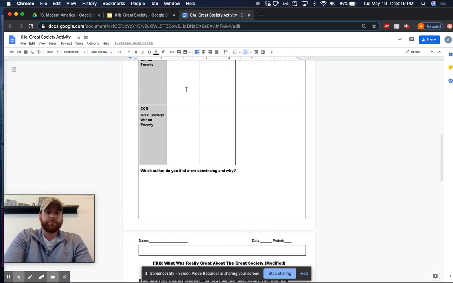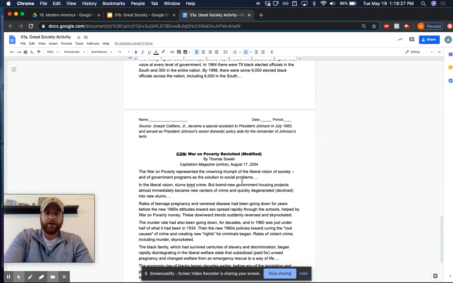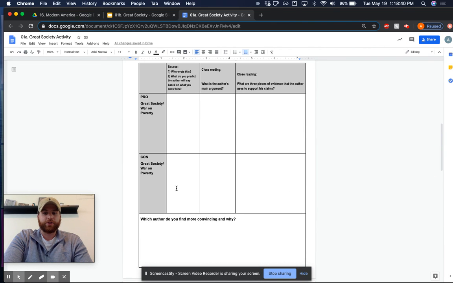Similarly, how do you do the first row? You're going to follow those same steps for the second row. You have this con row. If you scroll down even further, you'll see, okay, that another historian is going to be arguing why, in his eyes, the Great Society program was a negative, okay? You're going to be filling in the information in this row.